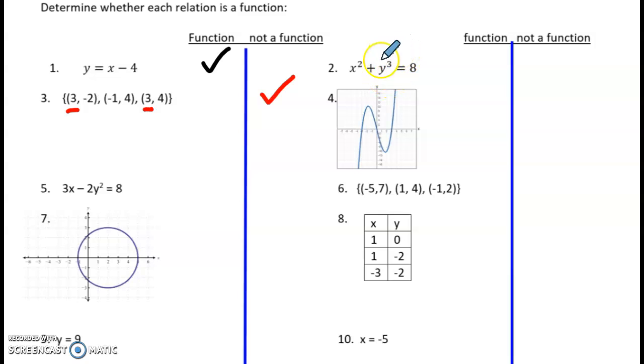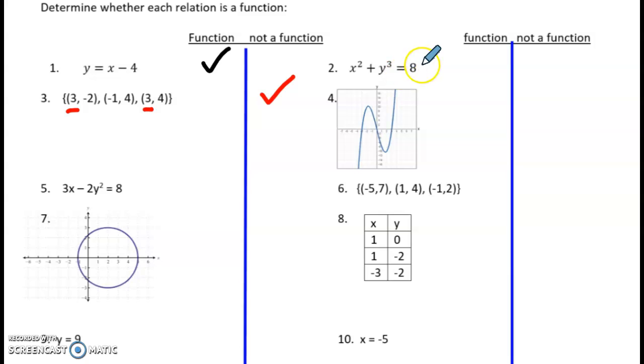If the variable on the y coordinate is even, then that means that there's going to be two different y's for the same x, because 2 squared is 4, -2 squared is 4, right? You get the same. So you want to make sure that the variable on y is odd, okay?